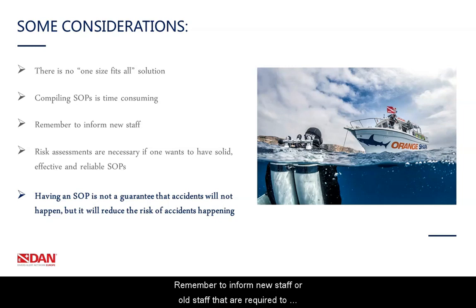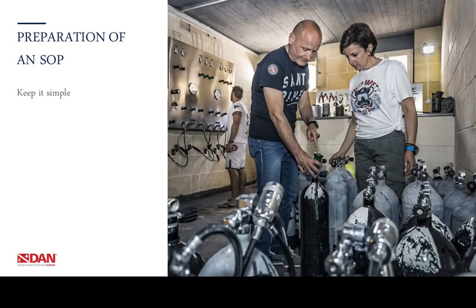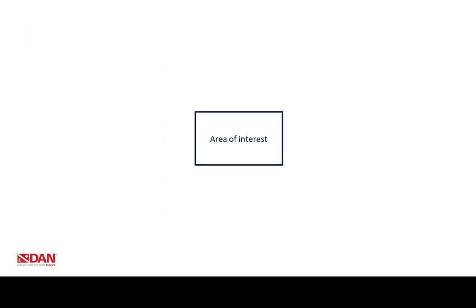Remember to inform new staff, or all staff, that are required to do new tasks about procedures. And risk assessments are needed if you want your SOP to be solid, effective, and reliable. Does an SOP guarantee an accident will not happen? No, but it will reduce the possibility of an accident happening. The preparation of an SOP isn't an easy thing to do. It surely will help you to keep it simple and clear.